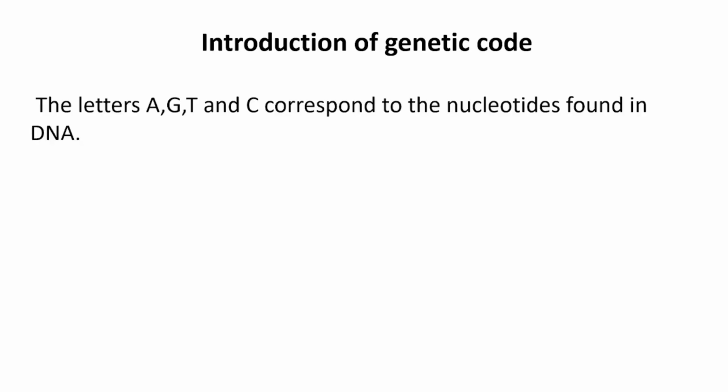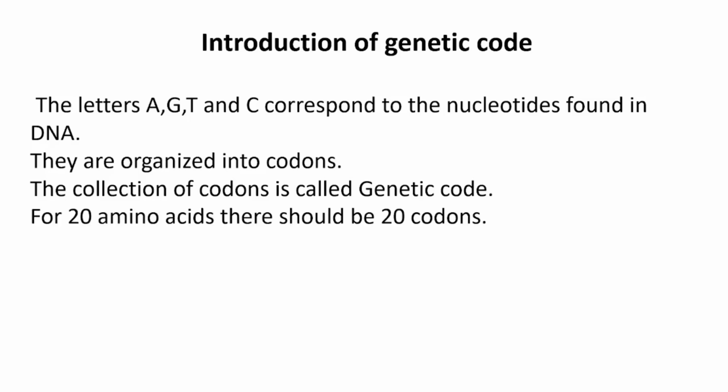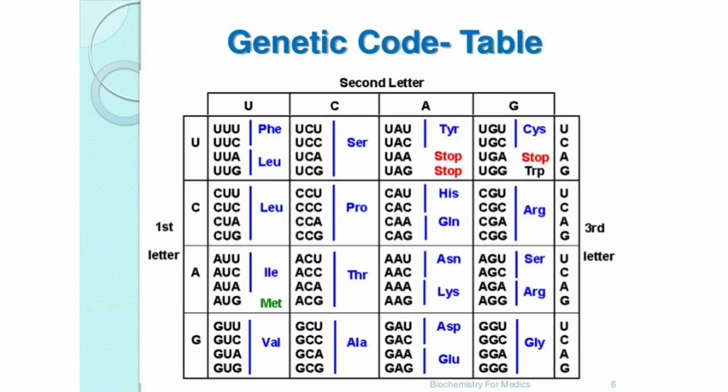So, the letters A, T, G and C correspond to the nucleotides found in the DNA. They are organized into codons. The collection of codons is actually called the genetic code. For 20 amino acids, there should be at least 20 codons. Each codon should have 3 nucleotides to impart specificity to each amino acid for a specific codon. So let us first try and understand what the types of codons are.